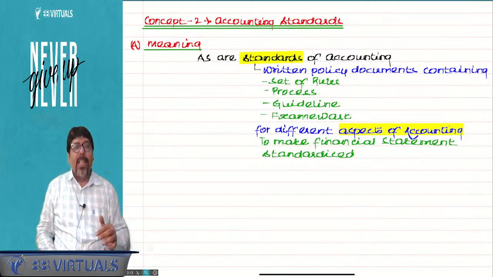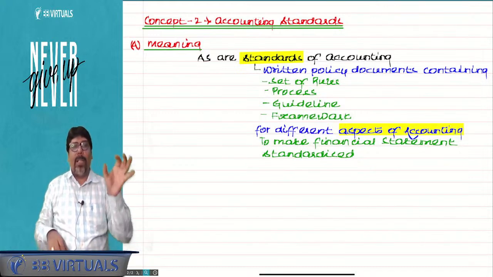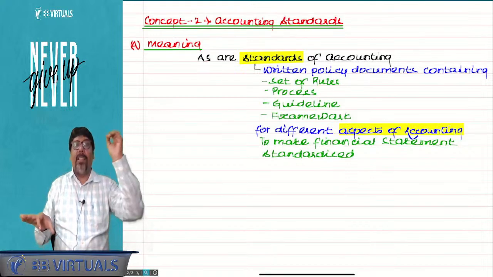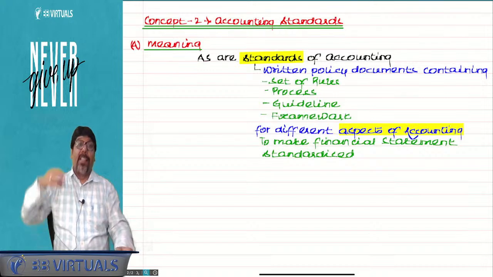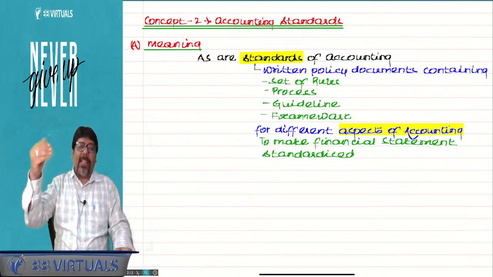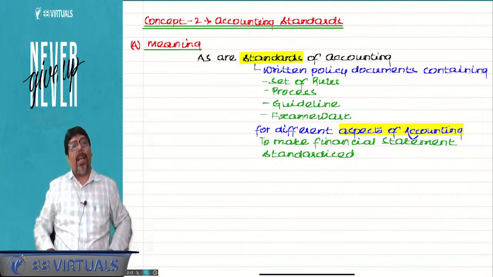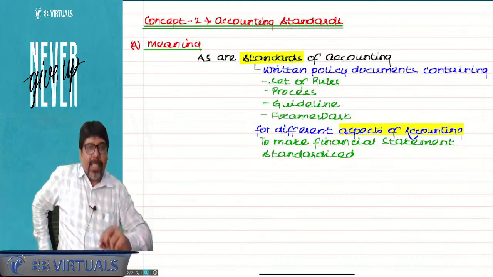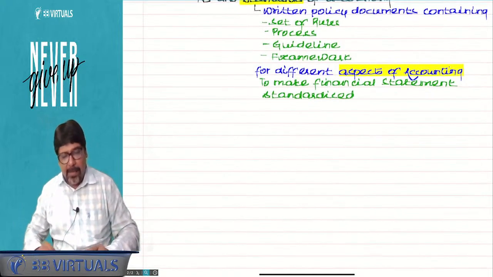RMPD. Last is D: recognition, measurement, presentation, disclosure. OSD, RMPD. OSD is objective, scope, definition. Then recognition, measurement, presentation, and disclosure. Am I clear? So first let us write it down and then we'll understand every aspect of accounting standards.